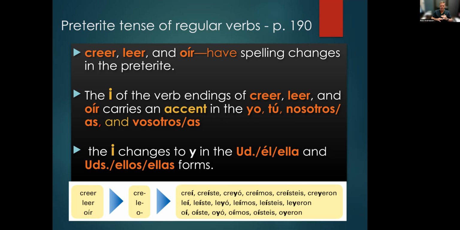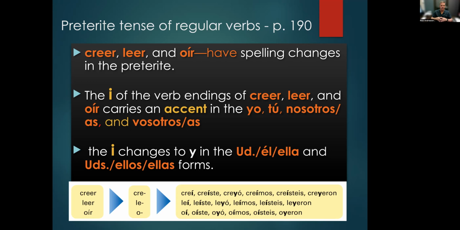So the I of the verb endings of creer, leer, and oír change to a Y in the third person. So instead of being leió, L-E-I-O, it becomes a Y. Creer becomes creyó. And then we add accents onto the yo, tú, nosotros, and vosotros forms. And that's again because of pronunciation rules, because of the few number of syllables that are in those words.